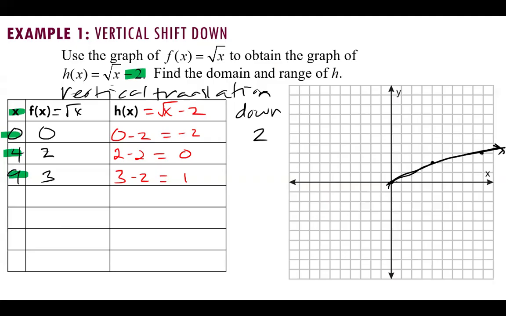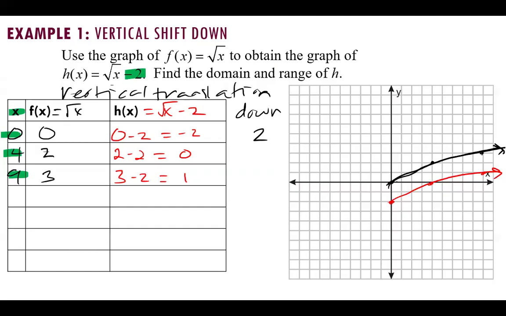So now at 0, I'm at -2. Now at 4, I'm at 0. Now at 3, I'm at 1. Do you see how all we did was translate it? Sorry for saying shift. We translated it down 2 units. So we did it numerically with the table and we did it graphically. Mathematically is what we're doing all together.